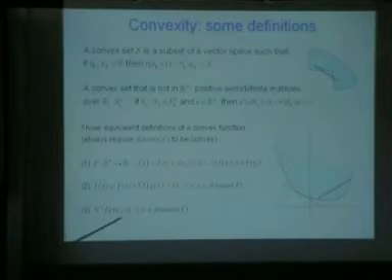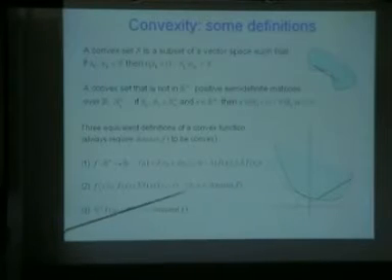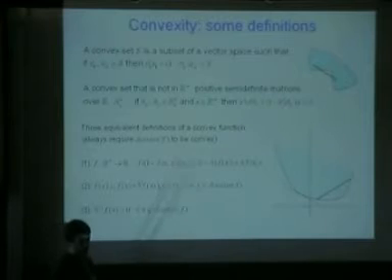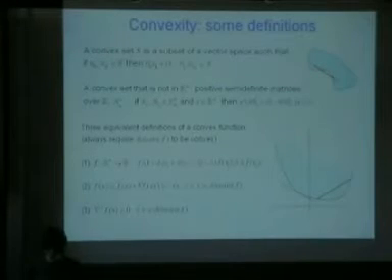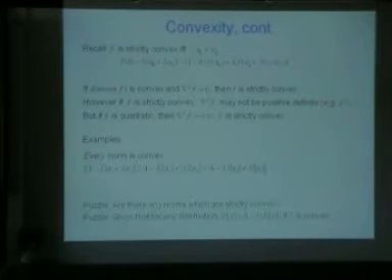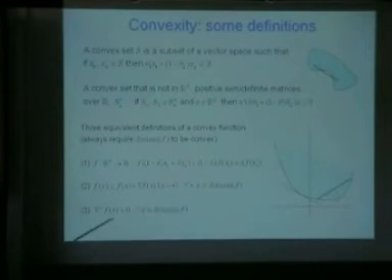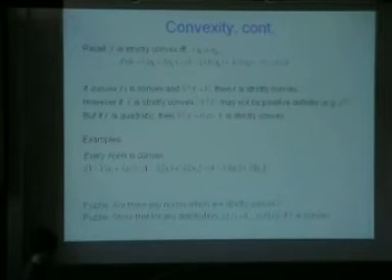Here's another very useful one. The Hessian is positive semi-definite for all x in the domain of f. If that's true, then the function f is convex. But what about strict convexity? Is it necessarily true that if the Hessian is positive definite, then f is strictly convex? The answer is no. Watch out for that.